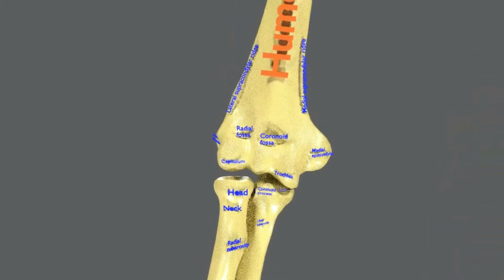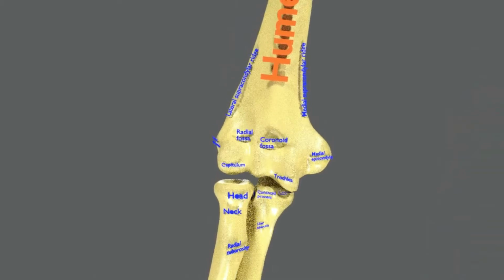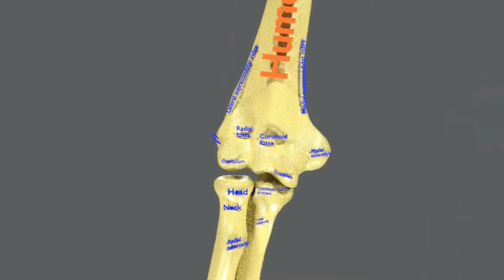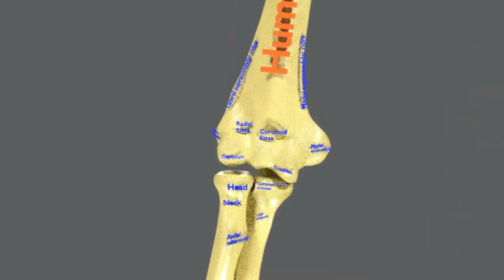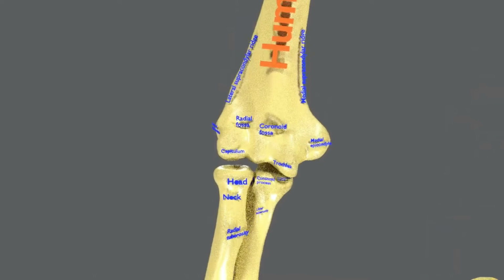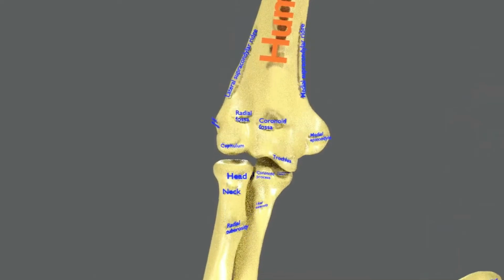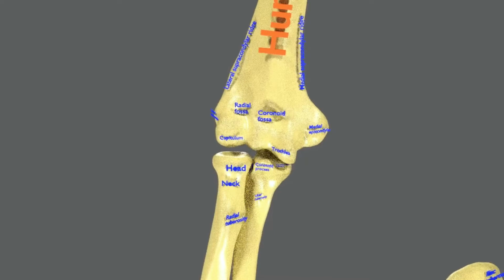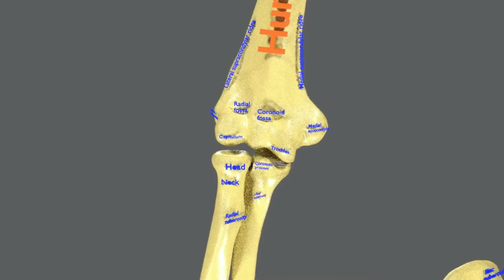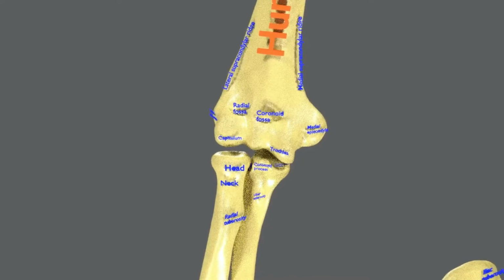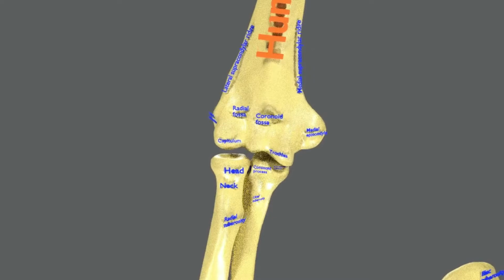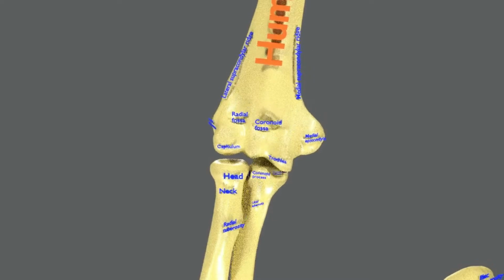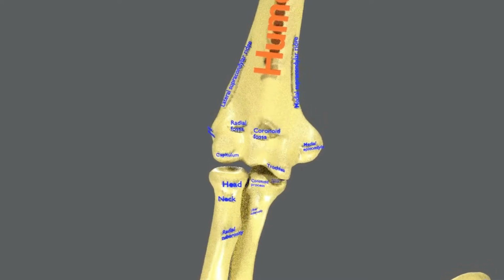In this anterior view of the elbow joint, you can appreciate the following bones and their respective parts: the humerus along with its medial and lateral epicondyle, coronoid and radial fossa, trochlea, capitulum, and finally the medial and lateral supracondylar ridge. Laterally, the radius with its head, neck, and radial tuberosity. Medially, the ulna with its coronoid process, radial notch, and tuberosity.